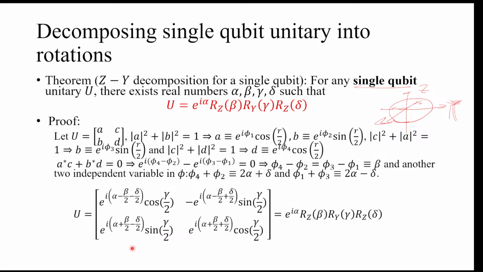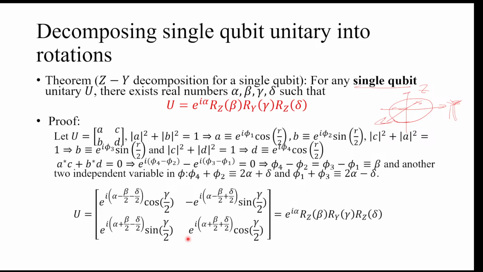The only thing to show here is that every unitary, any 2 by 2 unitary with entries A, B, C, D, must satisfy this form. You constrain your unitary enough to say that these four real parameters will give you any unitary.